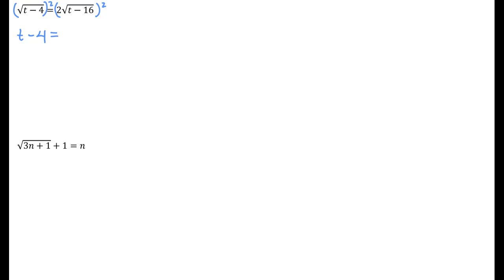But remember that squaring literally means multiply it by itself. And if we think carefully about that, that means we're going to get a 2 times 2 that we can kind of regroup together and say that's a 4. And then we get a root t minus 16 times a root t minus 16. When you multiply a root by itself, that is squaring. So that does eliminate the square root. So I'll just get a t minus 16.